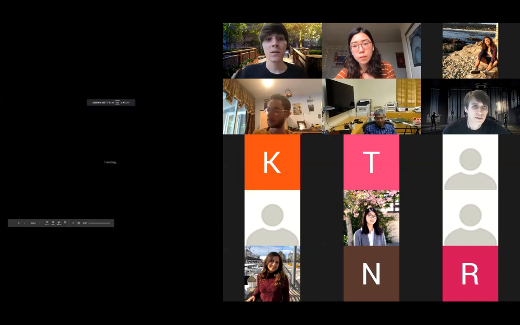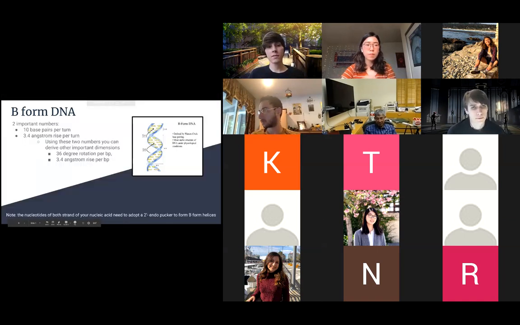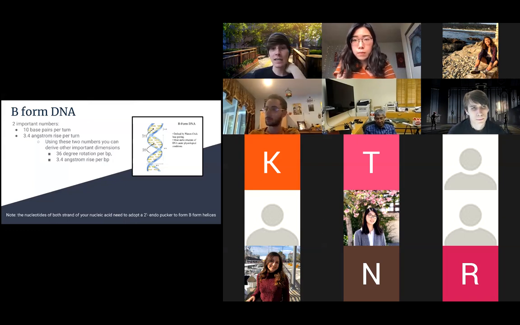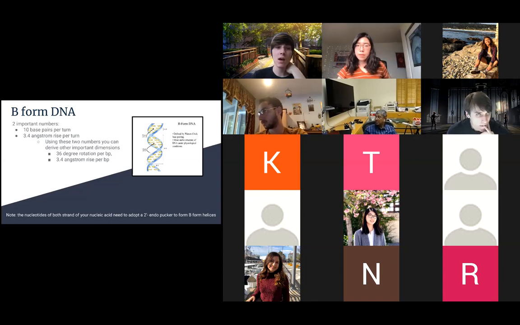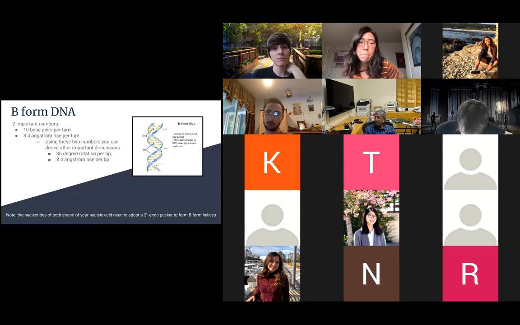Okay. So I'm going to talk a little bit more about the various forms of helices that DNA and RNA adopt. First, I'm going to start with B-form DNA. I like to remember 2 important numbers because it's kind of hard to remember all of the numbers. Basically, if you can recognize that there are 10 base pairs per turn and 3.4 angstroms rise per base pair, then you can just do the math to figure out that there's going to be 36 degrees rotation per base pair and a 34 angstrom rise per turn.